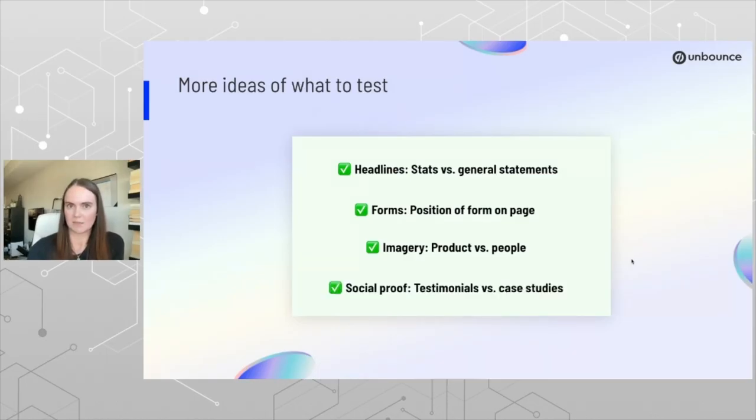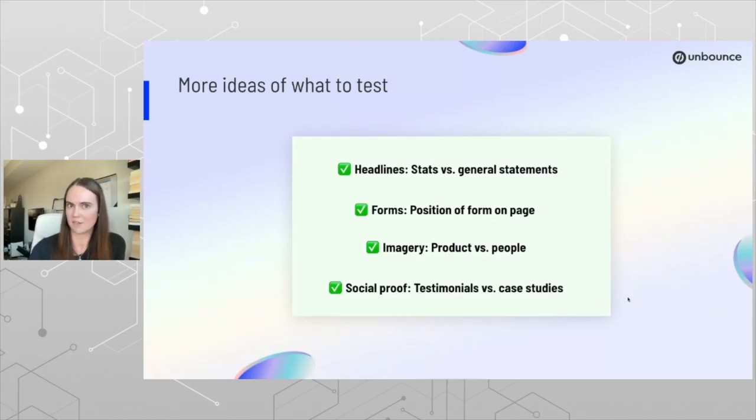And last but not least, we have social proof. So maybe you want to test a standalone quote or testimonial compared to a case study that has more specific data of outcomes from working with you. So there are so many ideas. Honestly, they are endless. And if you want to see more ideas like this, we've included one of our blog posts with A/B testing ideas in the Dig Deeper section.